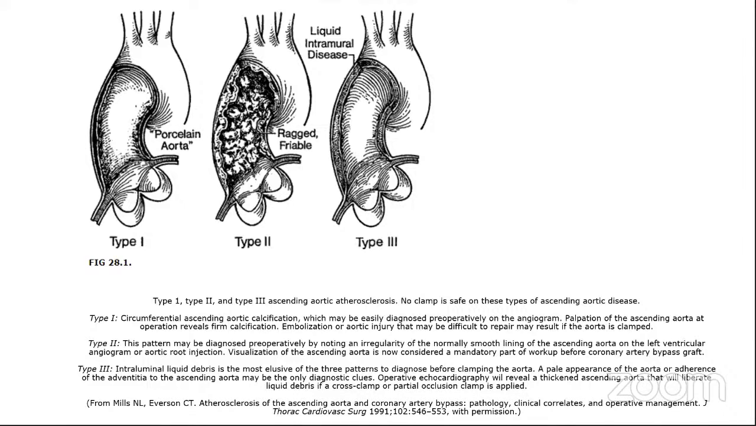Type 2 can be diagnosed preoperatively by noticing the irregularity in the wall. Visualization of the ascending aorta is also considered a mandatory part before CABG, especially. And type 3 is where there is intraluminal debris. You can identify that the wall is somewhat thick, and it will appear in the OR as a pale appearance of the aorta with adherent adventitia to the wall.